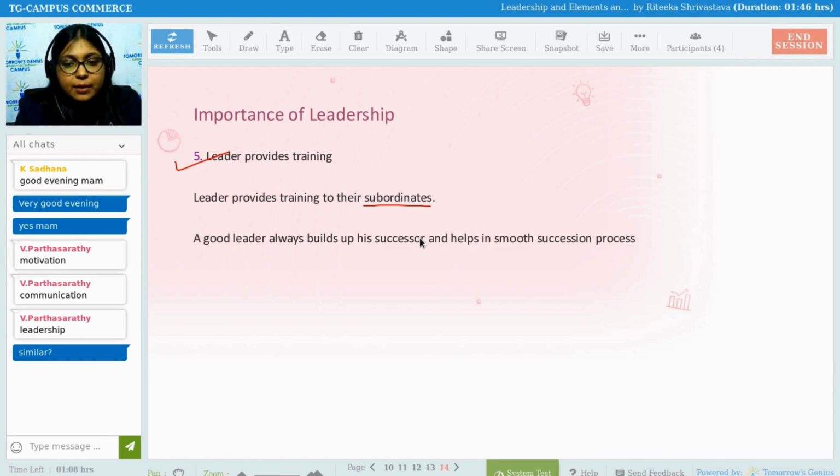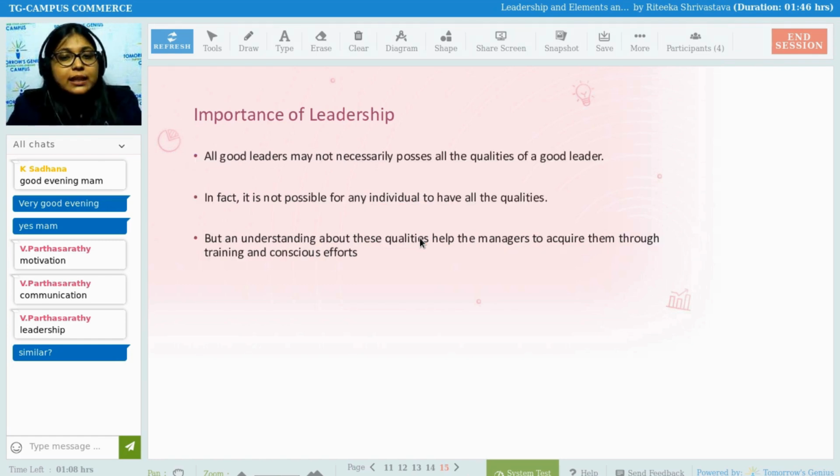A good leader always builds up a successor and helps in a smooth succession process. So if there is a leader, the organization will always be in success, and the processes and functions happening in the organization are always going to be very, very smooth. So the leader will provide the training accordingly.